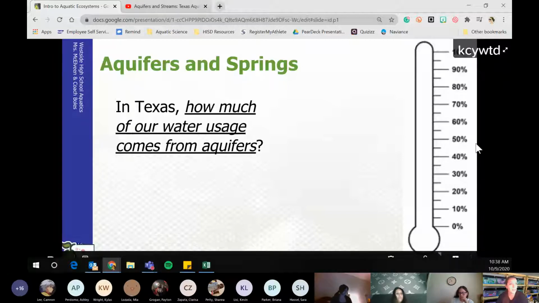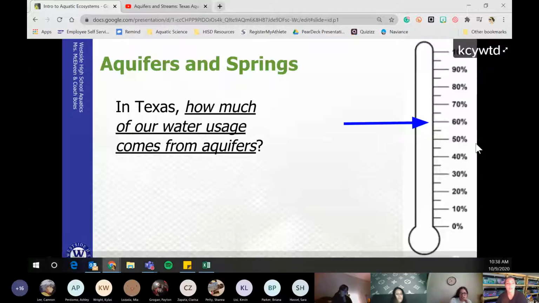Give you the answer. The answer is 60%. 60% of the water we use in the state of Texas comes from groundwater or aquifers, and 40% comes from surface water. That's because where that Edwards Plateau region is, it separates Texas up into different sections. We know that West Texas uses groundwater and East Texas uses surface water, and more people live in the western side, center side of Texas than they do on the east side.